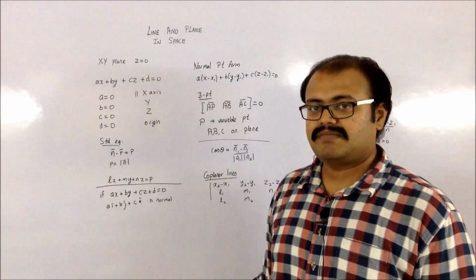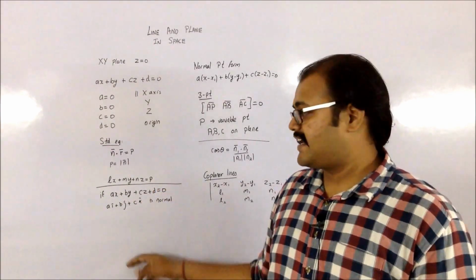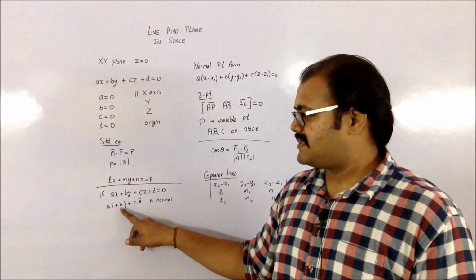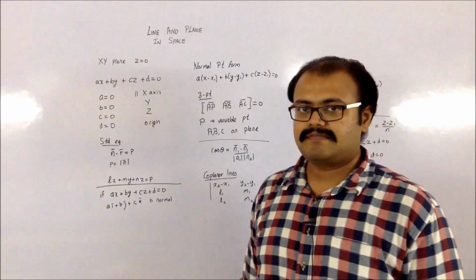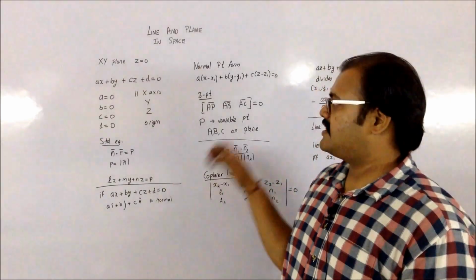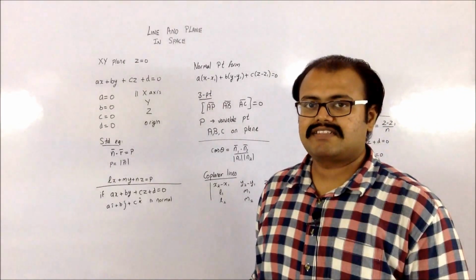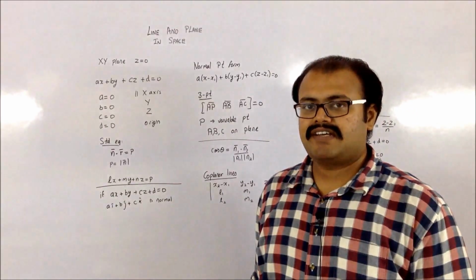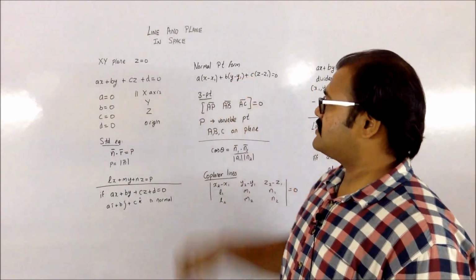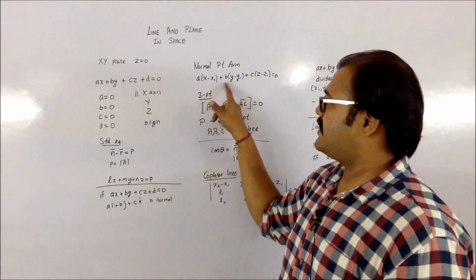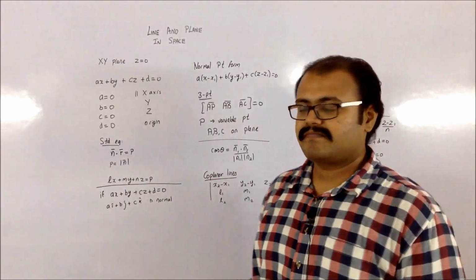One thing you have to remember is that if a plane equation is given in this format, then ai plus bj plus ck is a vector which is normal to this plane. Next is my normal point form. In normal point form, there will be a point lying on the plane with coordinates x1, y1, z1. Then my normal point form is given by this particular expression, wherein a, b, c are the directional ratios of the normal vector.